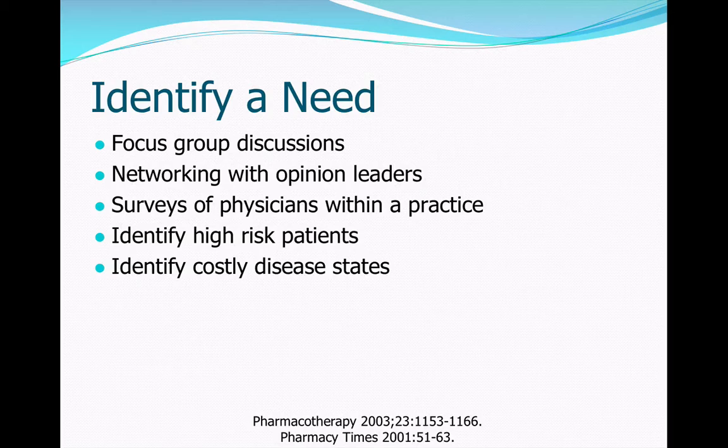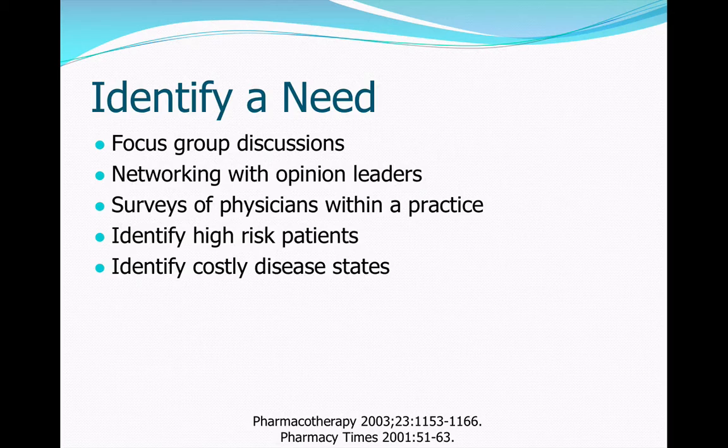How are they handling high-risk patients? How are they handling costly disease states? So all of these things help identify that need. And when you're trying to pick what type of collaborative practice agreement should I do with this physician, you want to discuss with them and find out what is that?